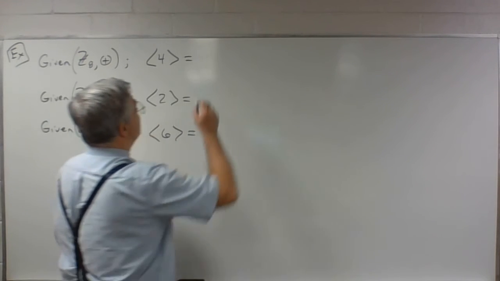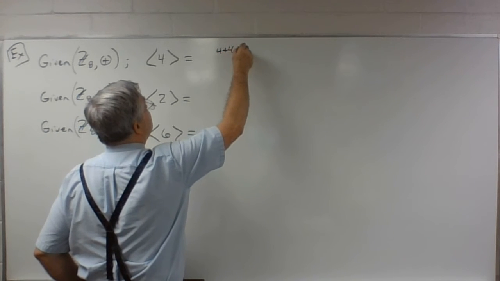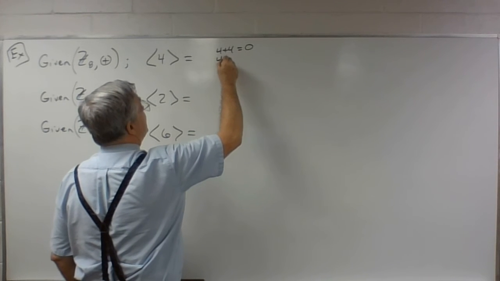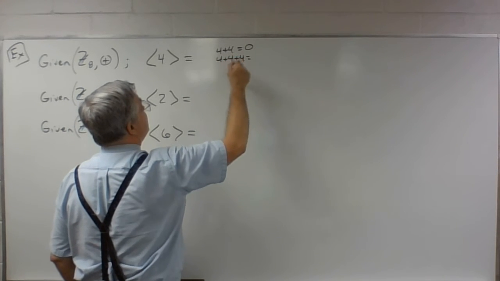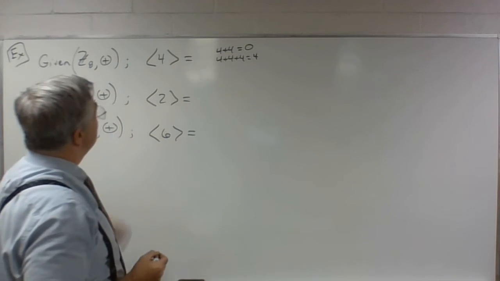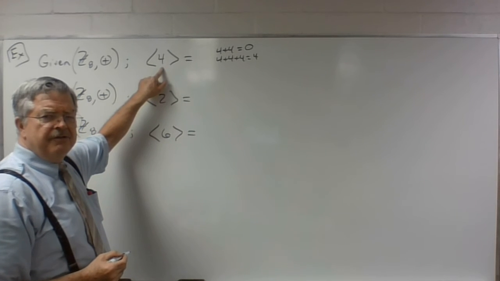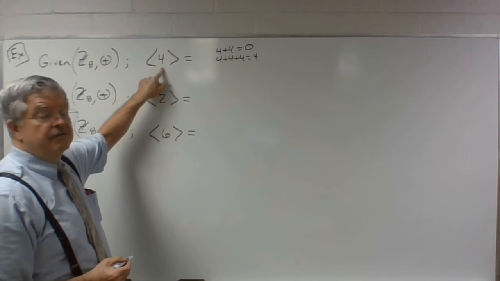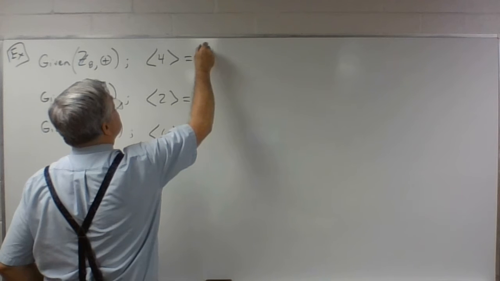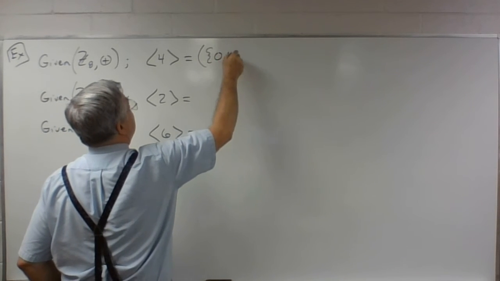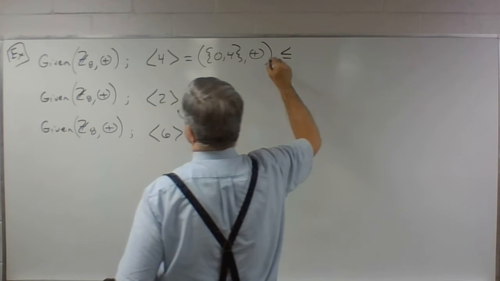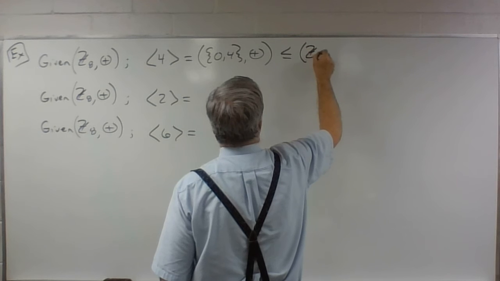So what does 4 generate? 4 plus 4 equals 8, but that's 0 mod 8. 4 plus 4 plus 4 is 0 plus 4 is 4. Son of a gun. The only elements that 4 generates in Z8 are 0 and itself. Okay. And this is a subgroup of Z8.